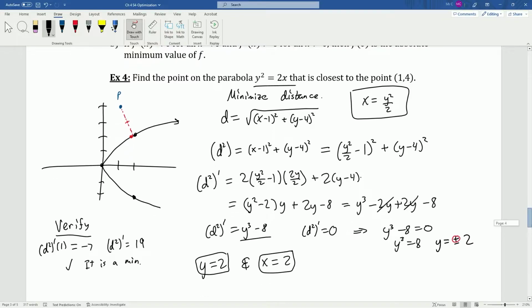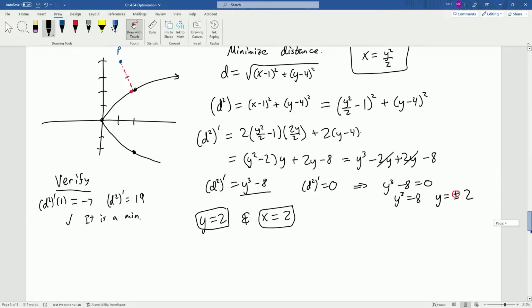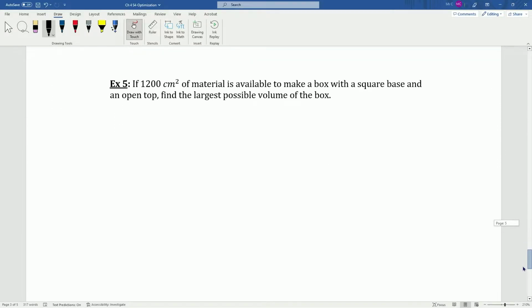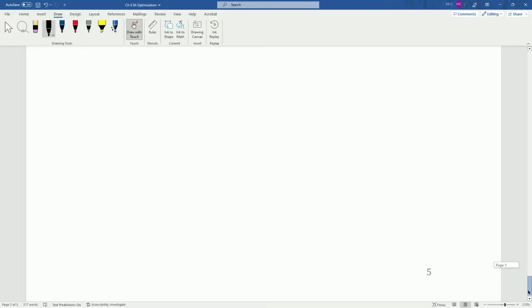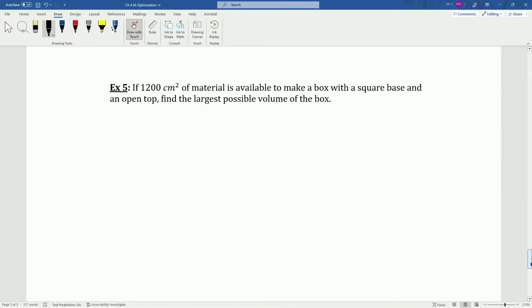Okay. Well, that's it for that example. Let's go ahead and move on to one more. I believe this is our last one. Yeah, this is our last one. If 1200 centimeters squared of material is available to make a box with a square base and an open top, find the largest possible volume of the box.